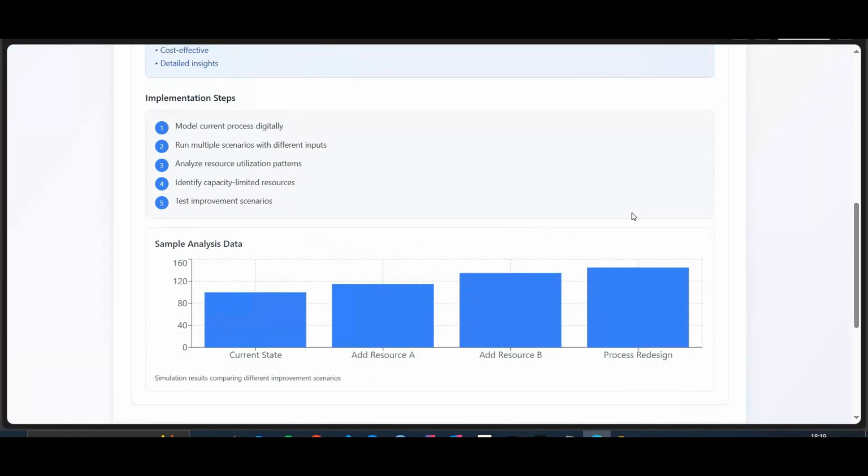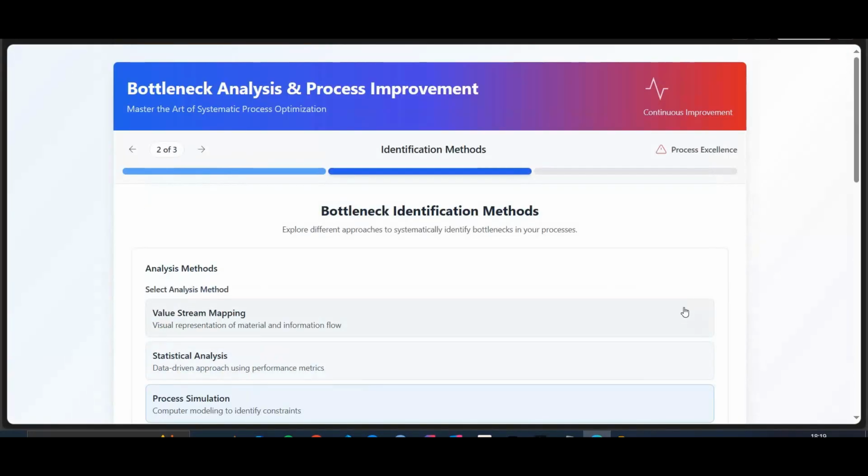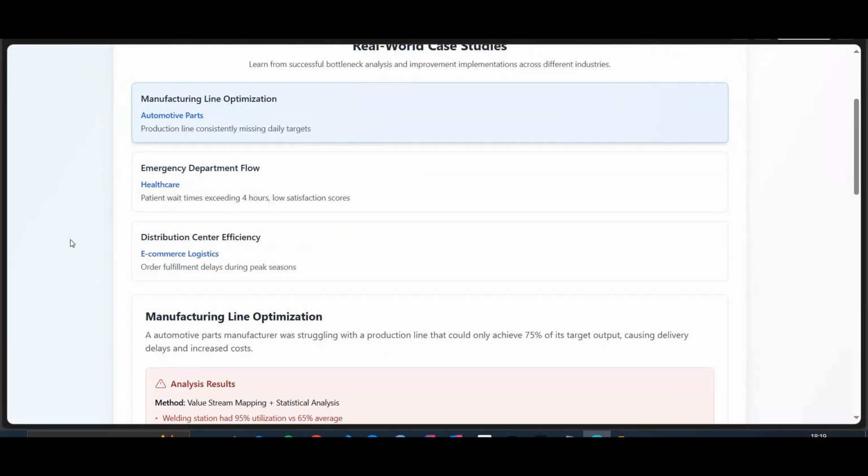Now, theory and methods are good, but how does this look in practice? Let's go over some real-world case studies. First example, a manufacturer of automotive parts. Their production line was consistently falling short of daily output targets, only reaching about 75% of the goal. Analysis showed the welding station was the bottleneck. It had a utilization of 95% compared to an average of 65% for other stations.